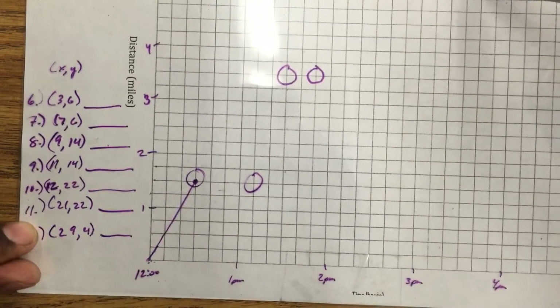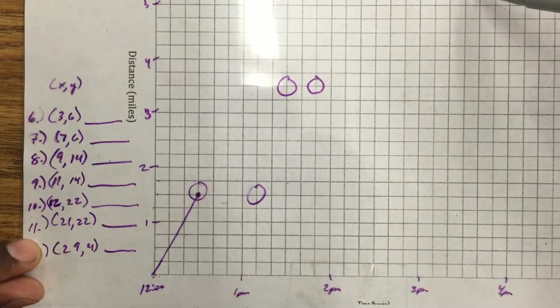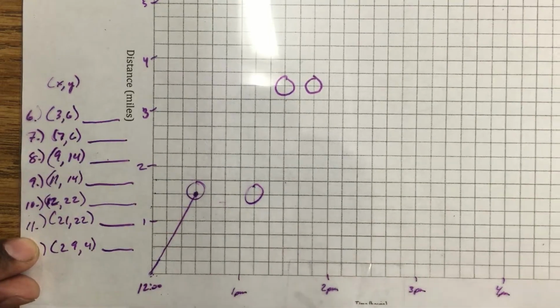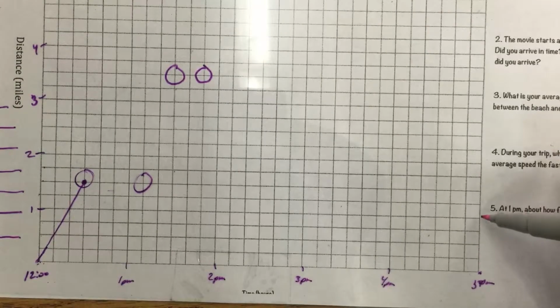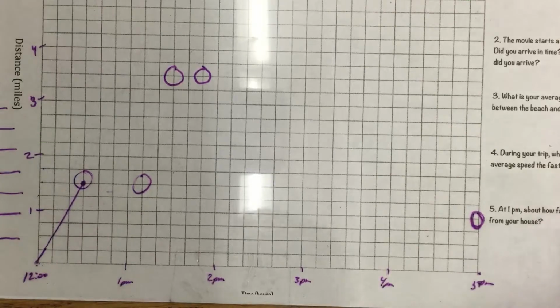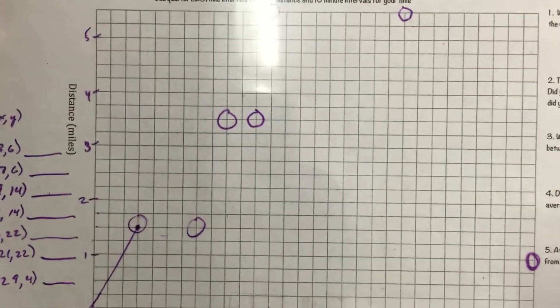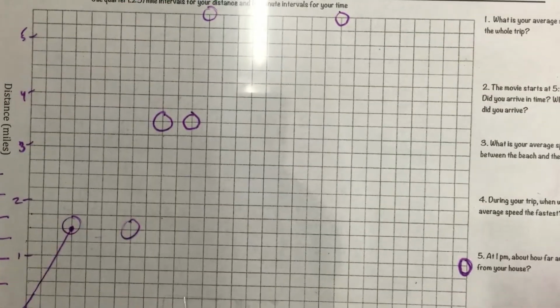Again, for the last one, it says 29 and 4. So 29, that's going to be all the way over here, so there's no need to count, and then you go up 4: 1, 2, 3, 4. Okay, so that's how I want you to do that. Now we can go back to what we were doing a second ago.